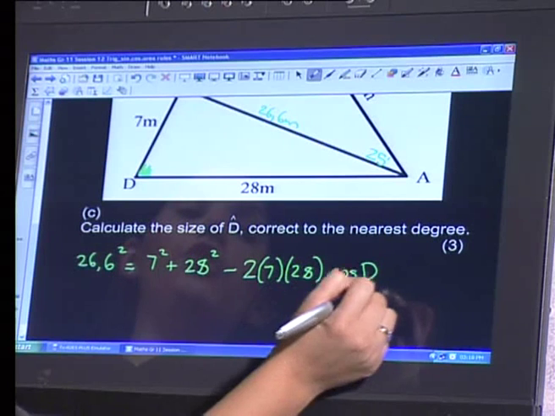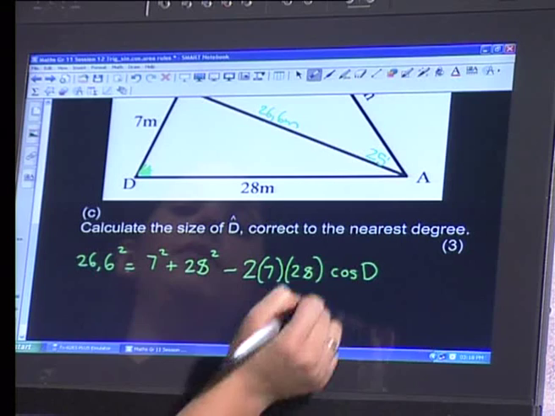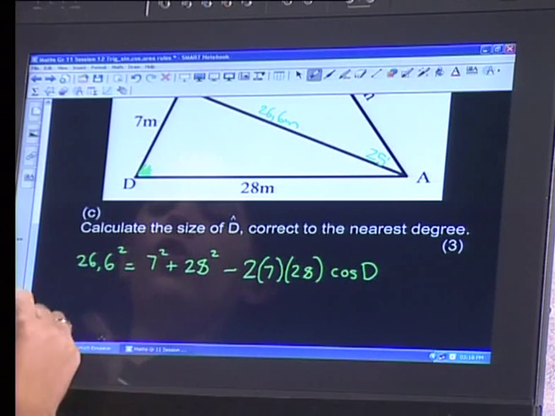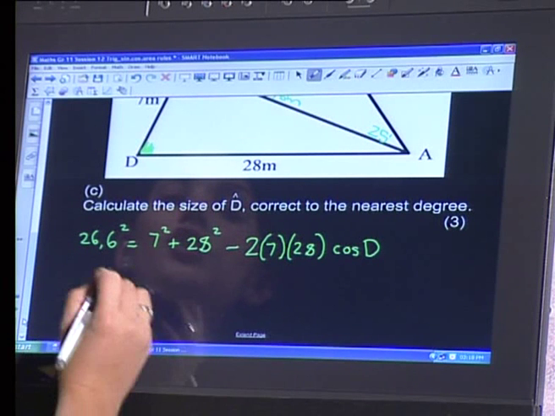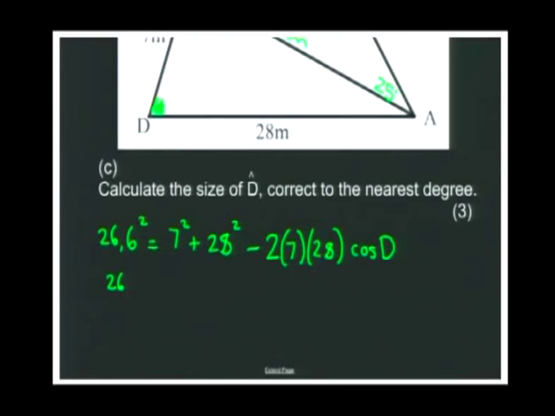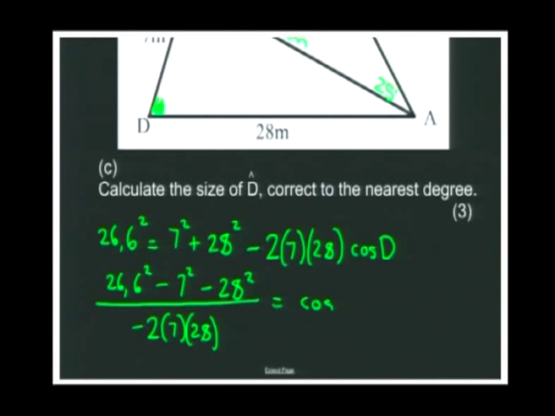And again, we're now going to have to make cos D the subject of the formula, and I'm going to go through this relatively quickly because we've already done an example like this. So we're going to have 26.6 squared minus 7 squared minus 28 squared, and we're going to have that divided by negative 2 multiplied by the 7 and the 28, and that is equal to cos D.